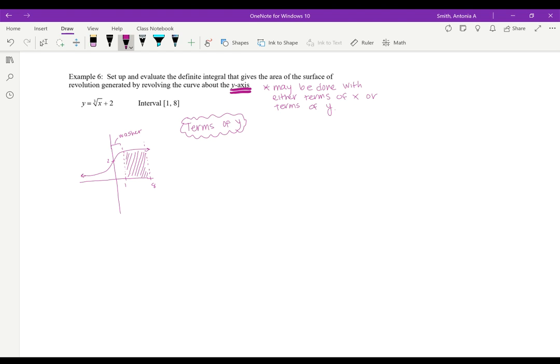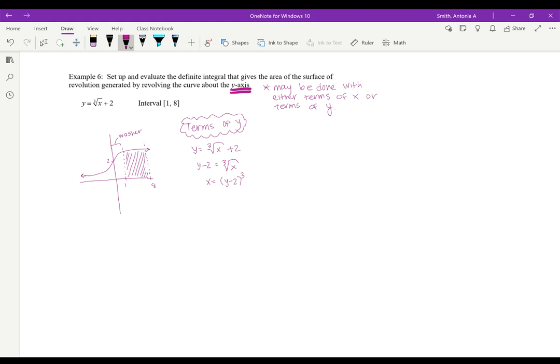So to do this in terms of y, I first need to get my equation into terms of y. So we're starting off with y equals cube root of x plus 2. So y minus 2 equals the cube root of x. So x equals y minus 2 cubed.